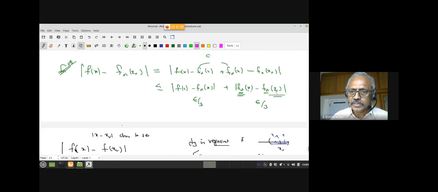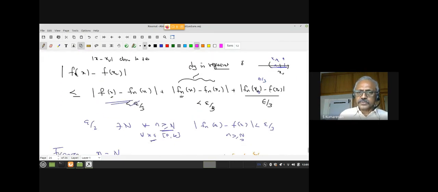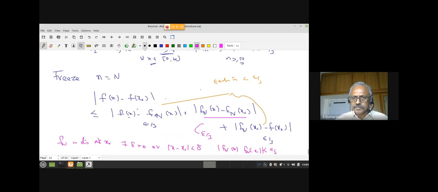Therefore, I introduce that. You see that f_n of x. If n is very, very large, this will be less than epsilon by 3, and for a fixed n, continuity will tell me this. This is the basic idea. So 10 seconds I will keep quiet. Please go through this.